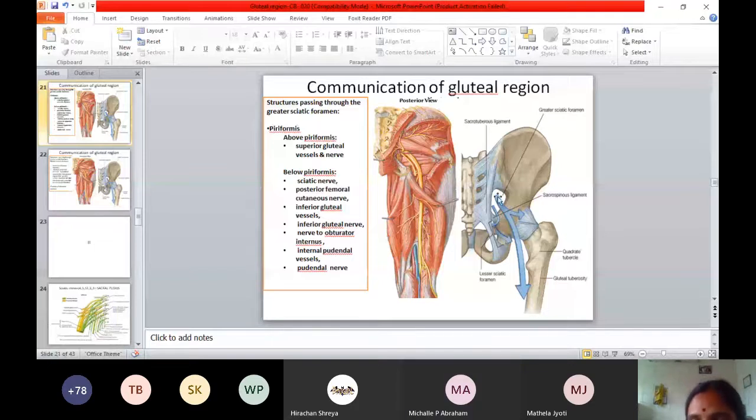So through the greater sciatic foramen and lesser sciatic foramen, the gluteal region has a communication into the pelvis. This is the pelvis. Now, the structures passing through the greater sciatic foramen. What are the structures passing through the greater sciatic foramen? The most important muscle is, what is the name of the key muscle, the triangular shaped muscle? What is this? Piriformis.